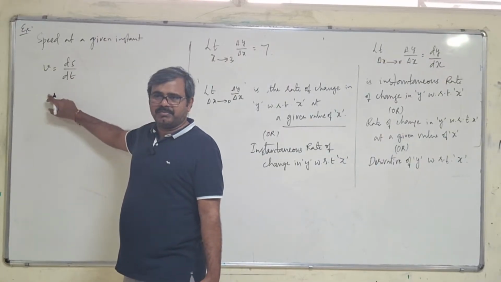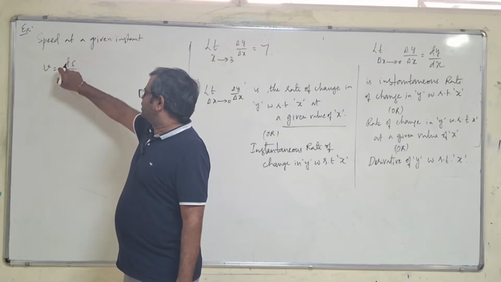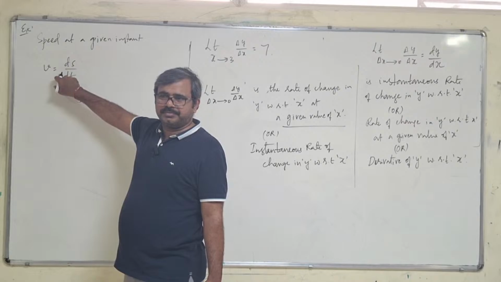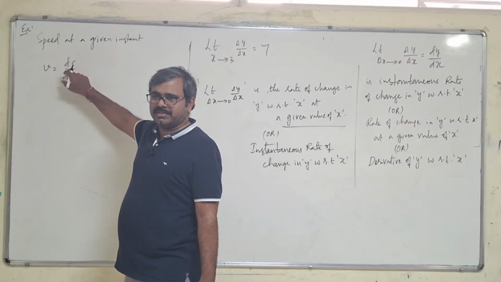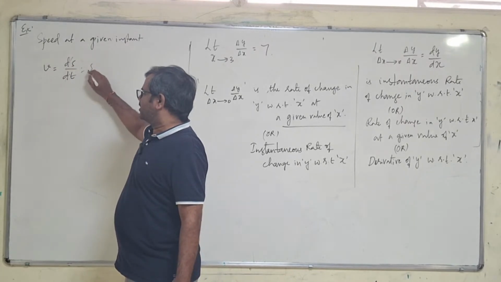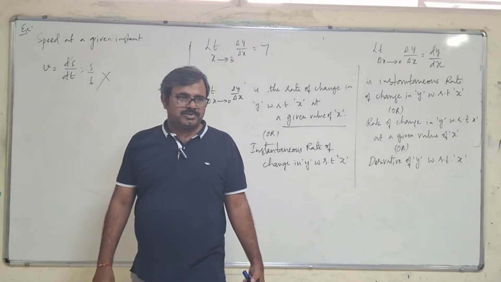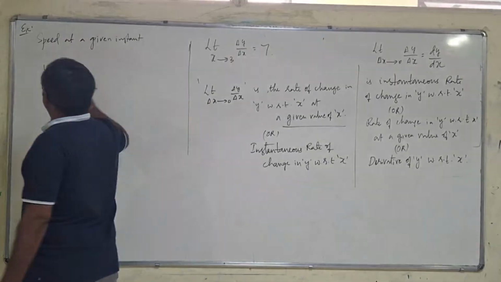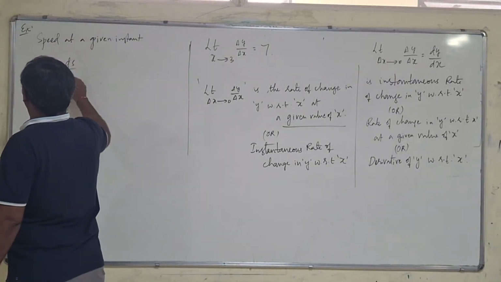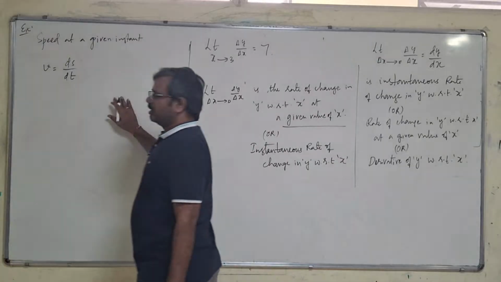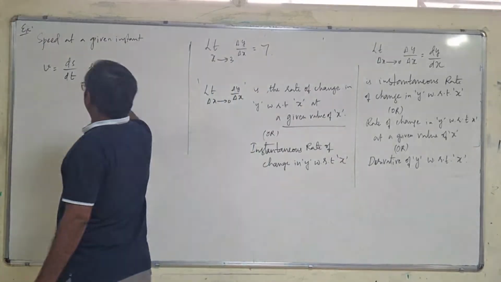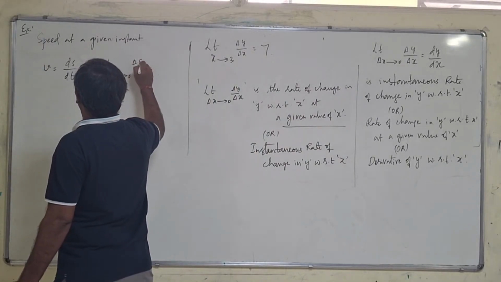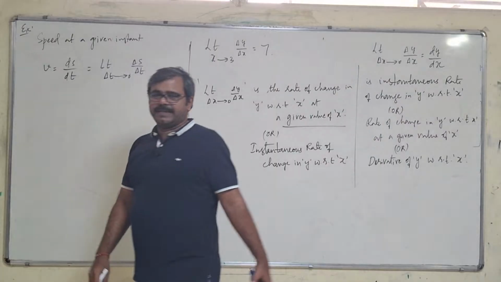That will give you speed. Because these are small values, this prefix d indicates that this is a small change in s. Don't cancel d and write s by t. No. Don't ever do that. Okay. So d indicates change. It's just a prefix. v is equal to ds by dt, or we write this as limit delta t tends to 0 delta s by delta t. That's how we write it.